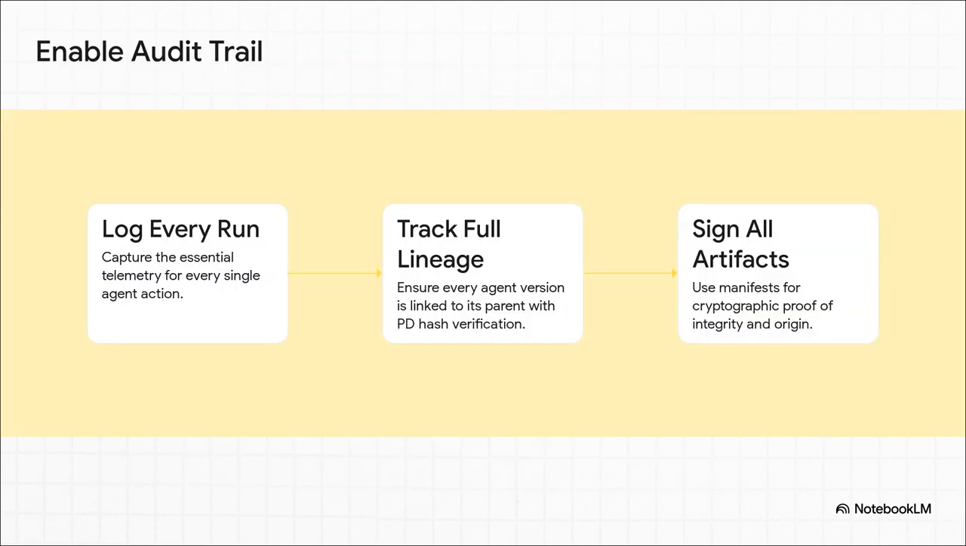So, what are the big takeaways here? What should you do? First, log every single run. Capture that flight data recorder telemetry for every action. Second, track the full lineage. Make sure every new version is cryptographically linked to its parent with that super important safety rule check. And third, sign all your artifacts. Use manifests to provide that undeniable proof of your agent's identity and its origin.